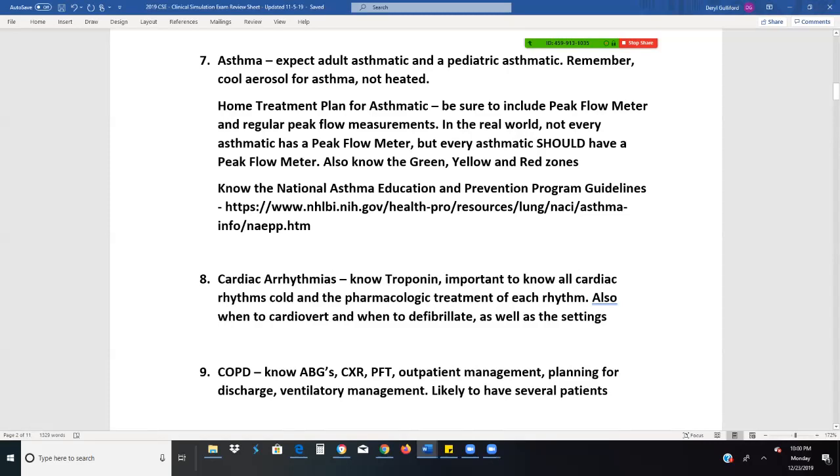Here are the National Asthma Prevention Guidelines. Excellent resource. There's the link to it right there.